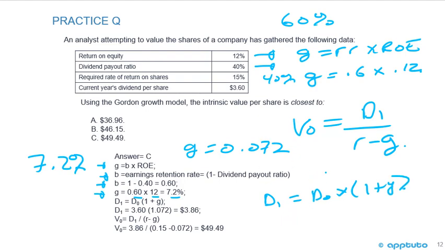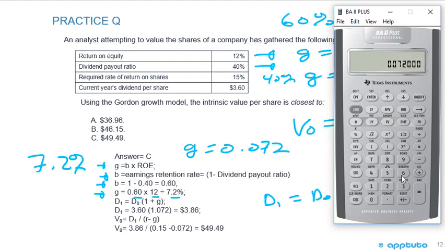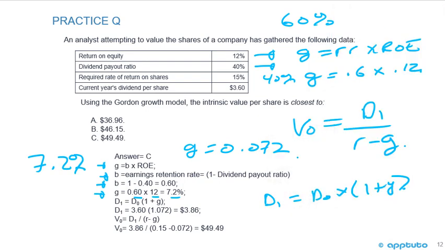It's going to be $3.60 times 1 plus the growth rate. So if I add 1 to this and I multiply by $3.60, I'm going to have my D1, 3.8592. Okay, so my D1 is 3.8592, correct? I've got that, well, you can see the rounding there to 3.86.